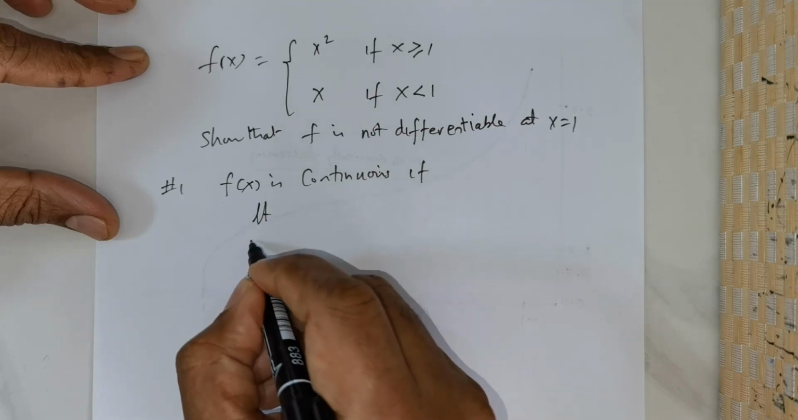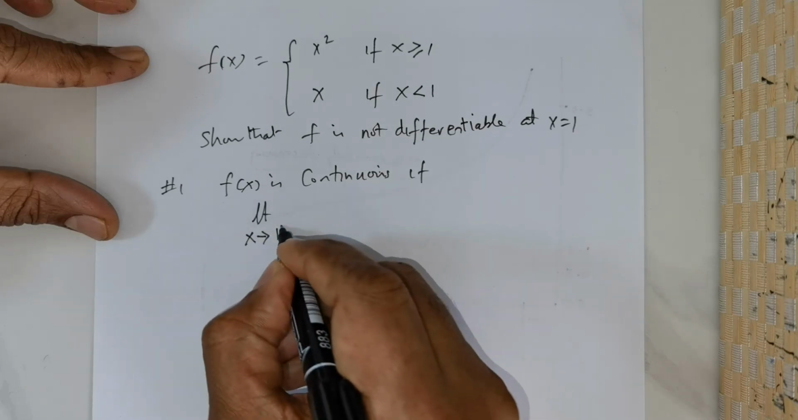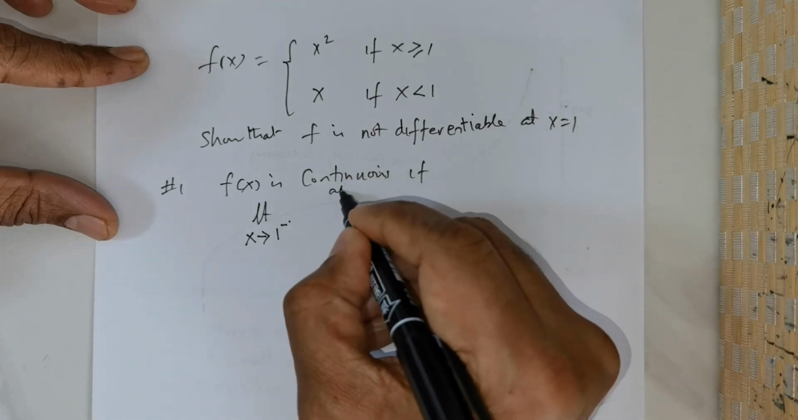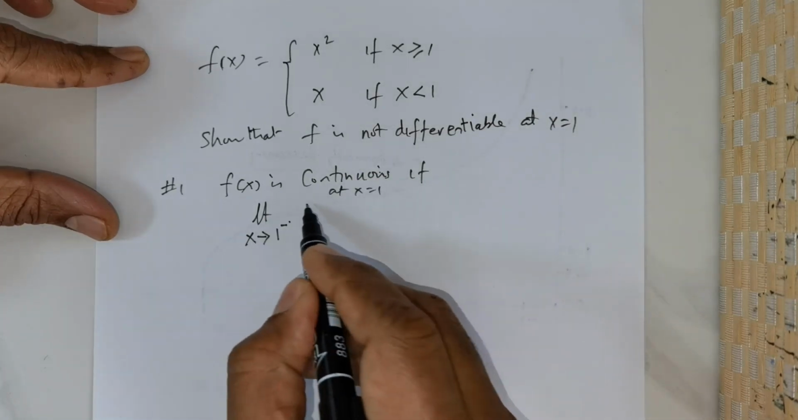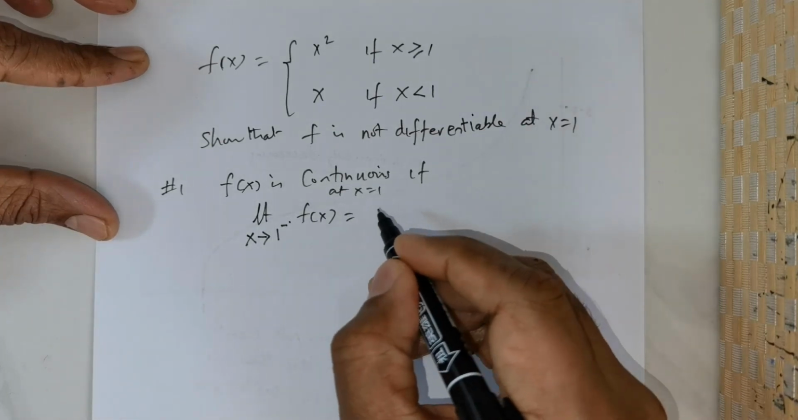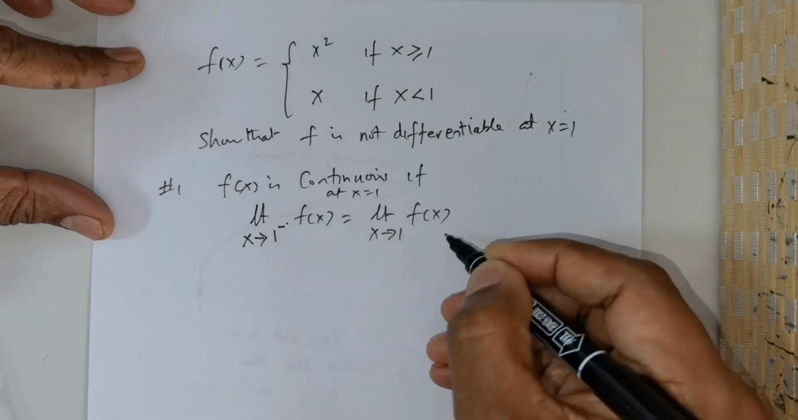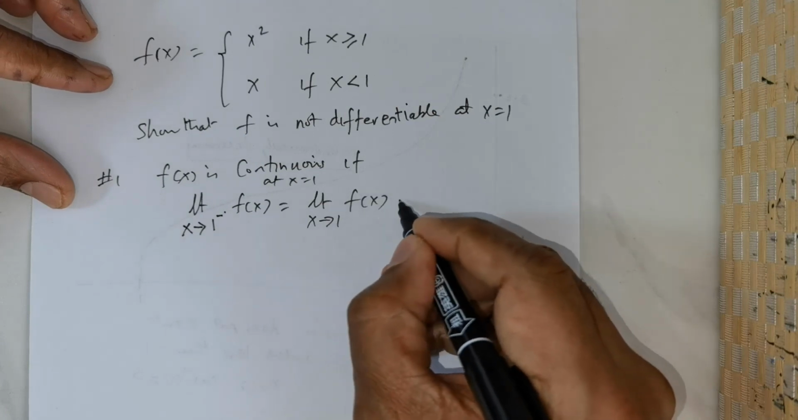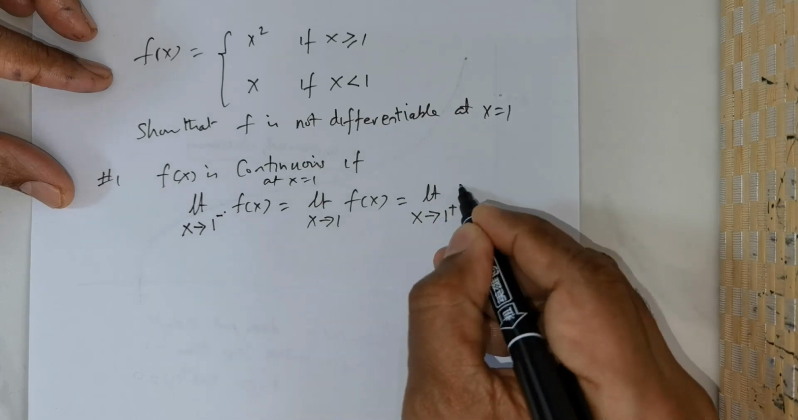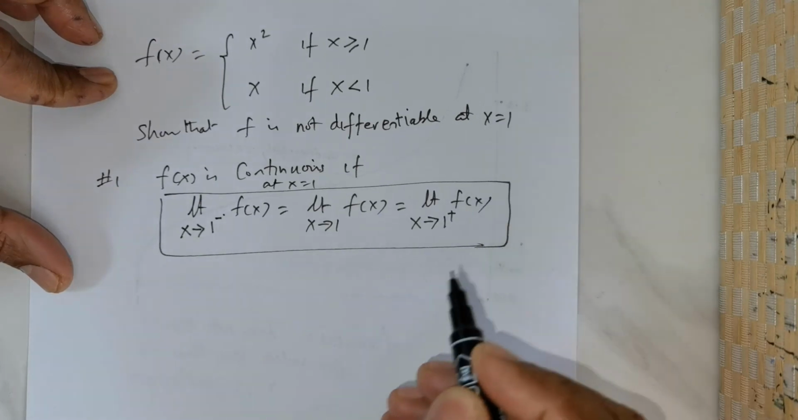That is, limit x tending to 1 from the left hand side should be equal to limit x tending to 1 of f of x, which in turn should be equal to the limit as x tends to 1 from the right hand side. Now this is the condition for continuity.